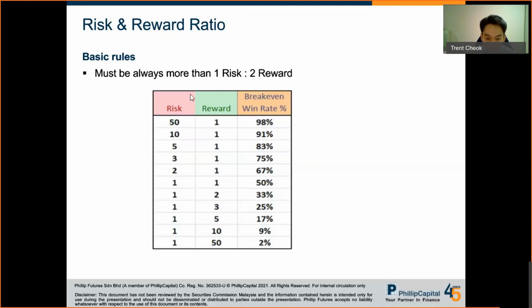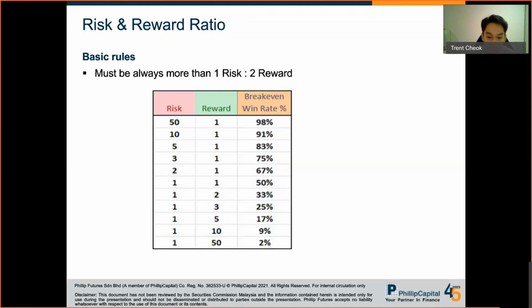Okay, so you can see on the table here, if you have 2 portions of reward to 1 portion of risk, it means your reward is 2 times your risk. Let's say your risk is maybe 50 points, but your reward is 100 points. That's 2 times. So if you want to consistently profit in the long term, you just have to win 33% of the time. That's 1/3. Meaning out of 10 trades, you only need to win 3.3 trades, meaning 4 trades.